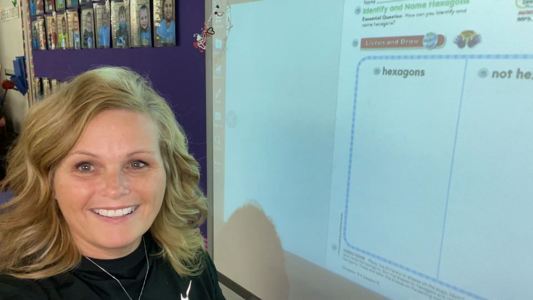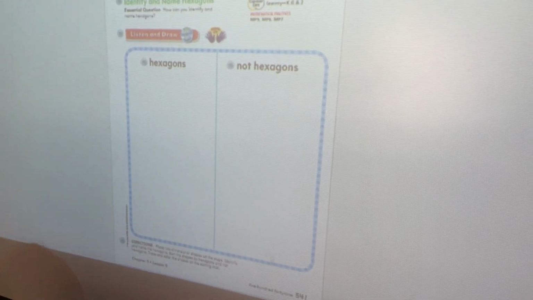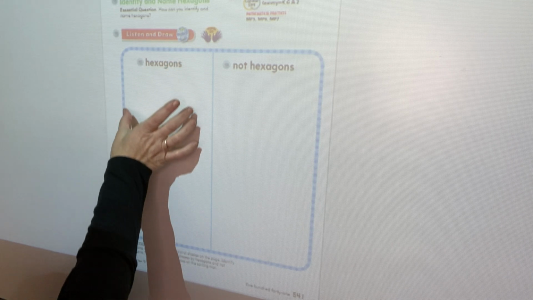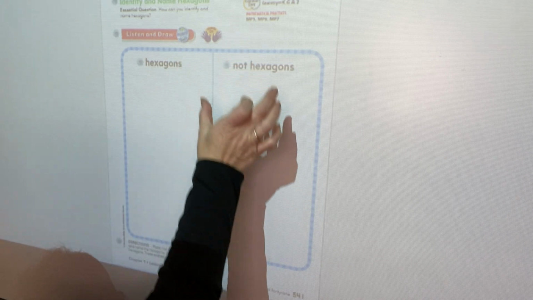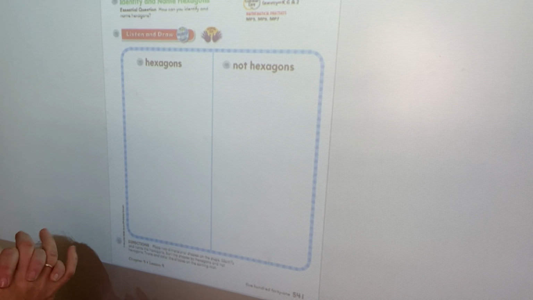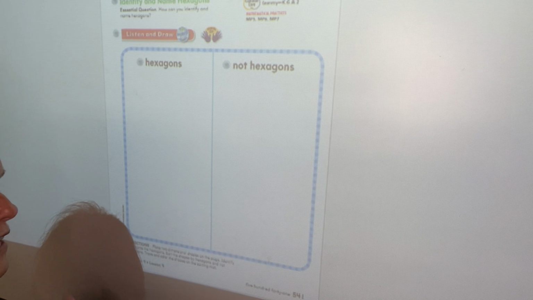Are you ready? You need to be on page 541, lesson 9.9. You can see there are 2 columns here, and these columns are telling us that we want the hexagons on this side and not hexagons over here. We've been starting on the left side, but I think today it might be easier for us if we're drawing shapes to start on the right side. If you actually have the shapes and can sort them, it doesn't matter which side you start on, but let's go ahead and start with the things that are not hexagons.